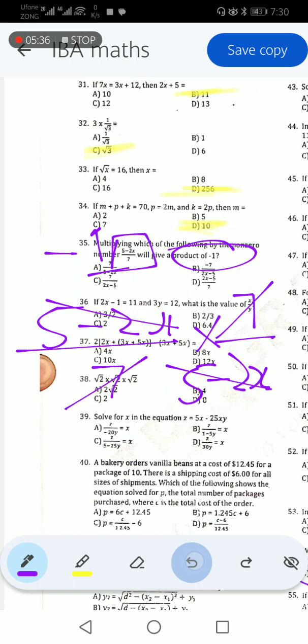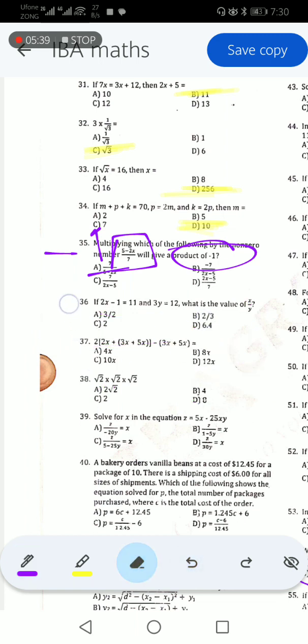But here the condition is that we have to get minus 1. So for that we have to see whether there is any equation that is similar to this one as well as has a negative sign. Does A have the negative sign?